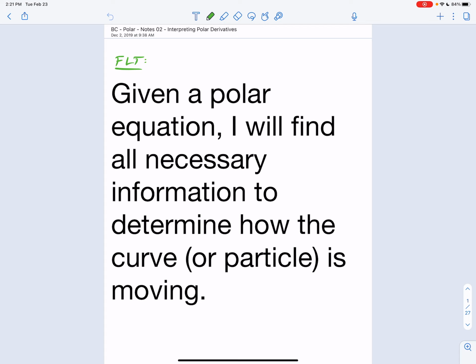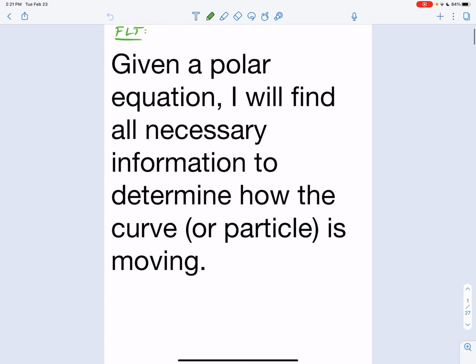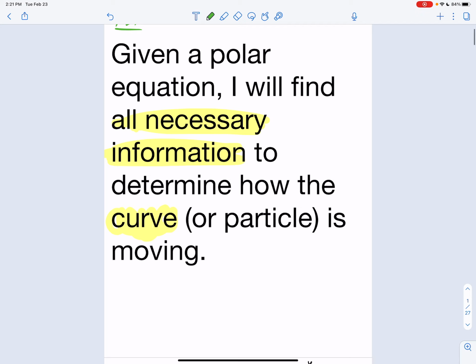Okay. So here's our FLT. Go ahead and copy it down. Press play whenever you're ready. So you want to be able to know what the information that you get tells you about the curve. Okay, so how do we interpret our answers? And we did a little bit of this back in Calculus AB, so it should look somewhat similar here.